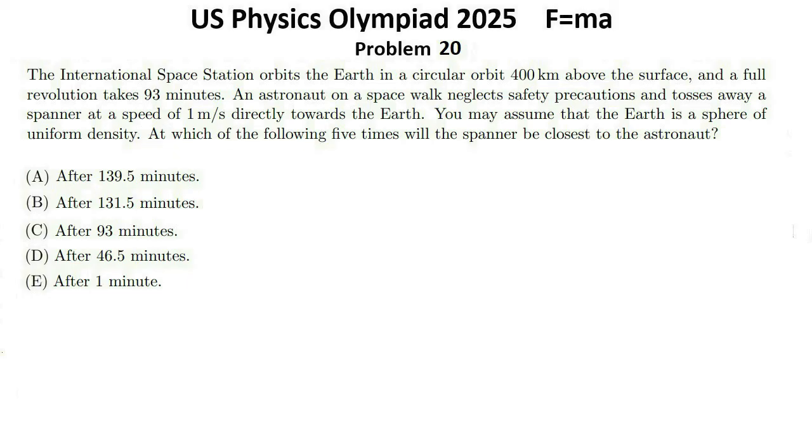Solution to problem 20. The spanner will, of course, also orbit the Earth, in a slightly different orbit from that of the ISS. The total energy of the spanner is increased by this tossing maneuver, so its orbital period will be very slightly longer than that of the ISS. After exactly 1 orbital period of the ISS, the spanner will be very slightly behind the ISS on its trajectory. At other points along the orbit, the spanner and the astronaut will be farther apart.